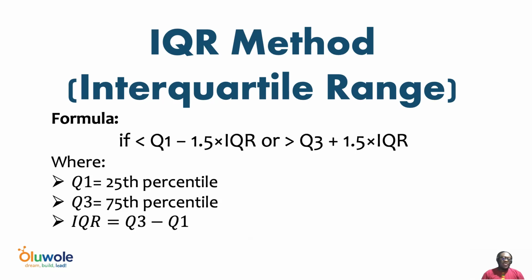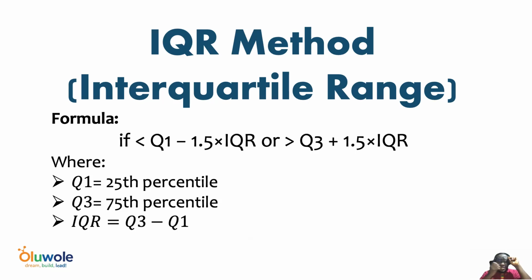So how do you get your IQR? It is your third quartile, or your 75th percentile, minus your first quartile, the 25th percentile. So it's always 50. So maybe the value we have here is 10. So we say 10 minus 1.5 times 50. If the value we have here is 10,000, we say 10,000 plus 1.5 times 50. So you know your BODMAS now. Multiplication comes before addition and subtraction. So just remember that.